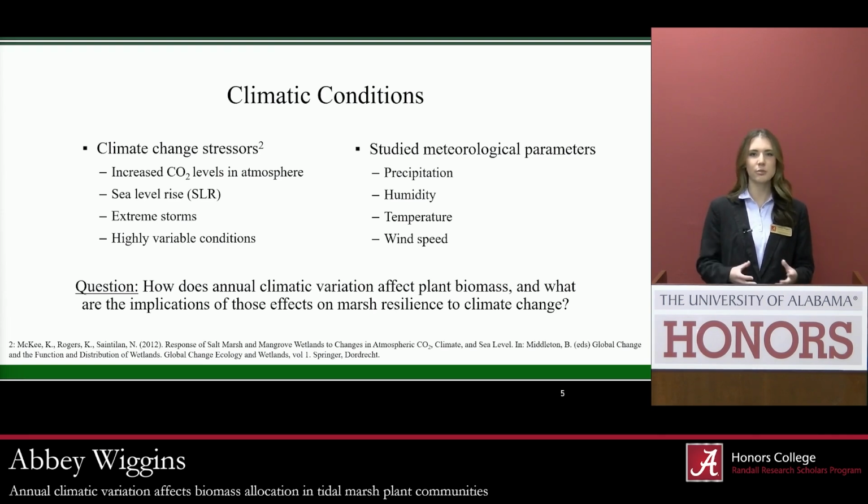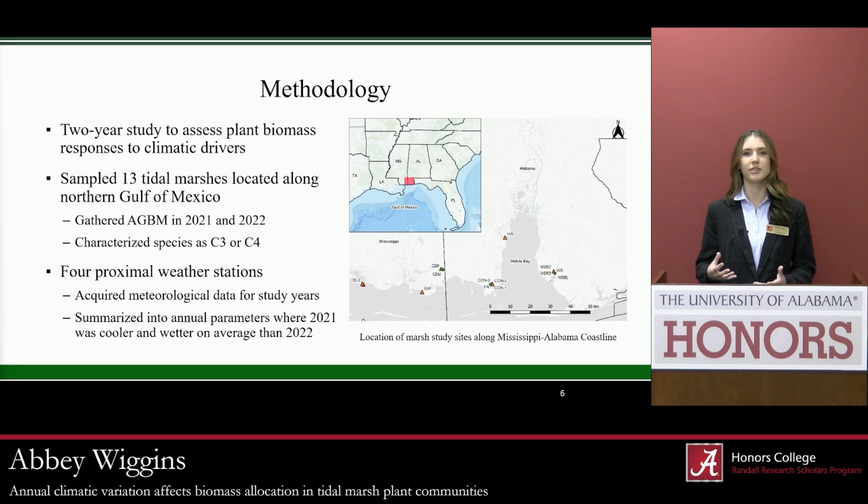And so that's kind of what we're getting at with this study here, and that we want to see how something like annual climatic variation could affect the plant biomass in marshes and how that could impact their resilience to these other climate change stressors that we see. The study meteorological parameters that we're going to be looking at are precipitation, humidity, temperature, and wind speed.